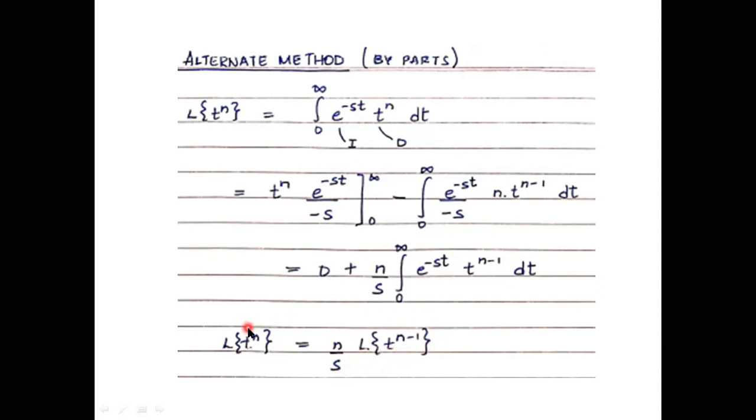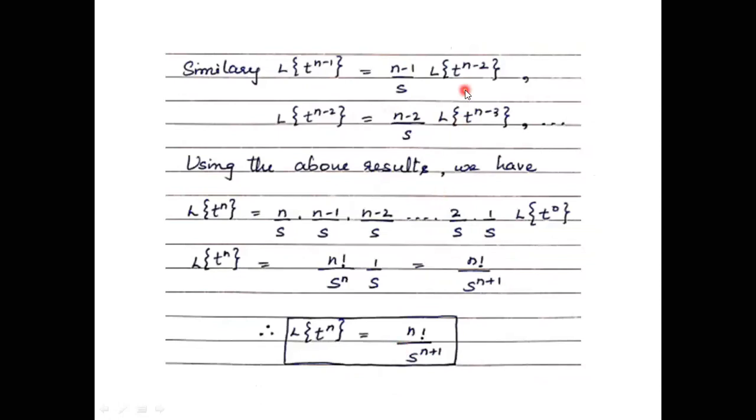Similarly, using this, I can write for Laplace transform of t power n minus 1. So that is n minus 1 by s into Laplace transform of t power n minus 2. Similarly, I can write it for Laplace of t power n minus 2. That is n minus 2 by s into Laplace transform of t power n minus 3. So, and so on.